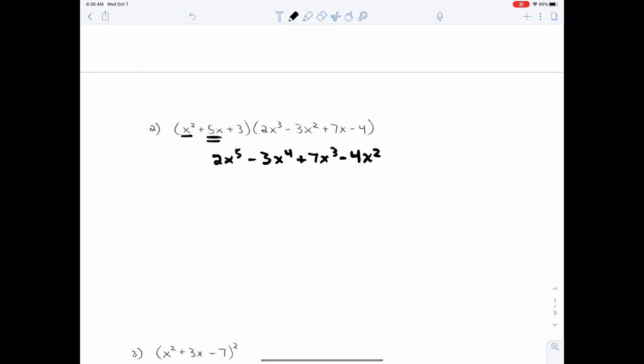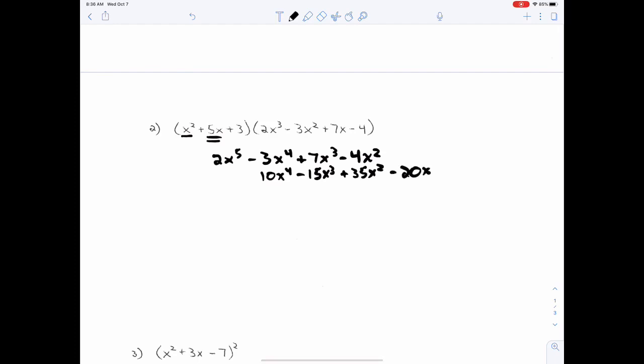What you want to do is stack like terms vertically. So what does that give you? 10x to the fourth. So I stick it under the other x to the fourth. And then that becomes negative 15x to the third. And then that becomes 35x squared. And then negative 20x.